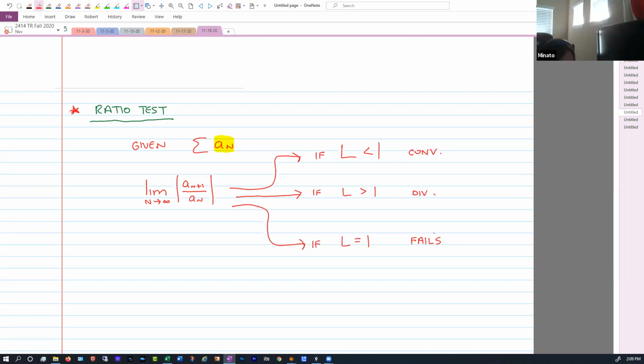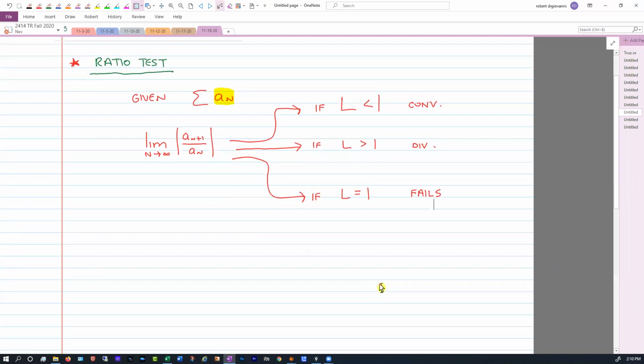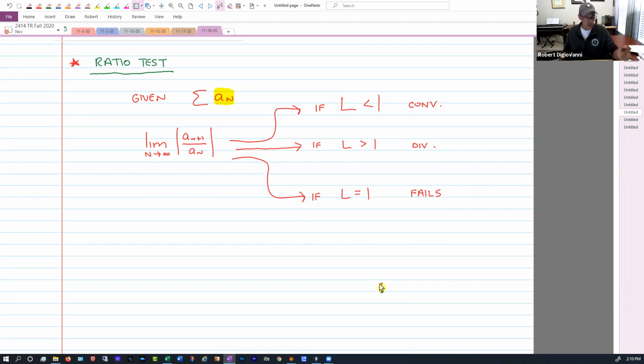It really is the big papa of tests, mostly because it handles just about everything. Just about, not everything. But we are going to use this almost exclusively in the next sections. All right, so if it fails, then you might go to another test.